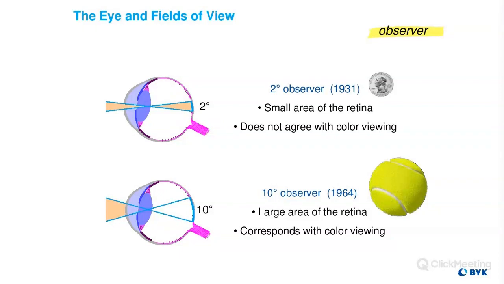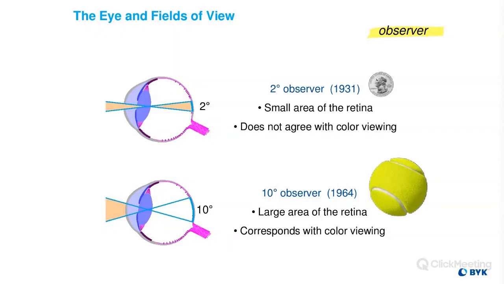And so that experiment was repeated in 1964 with a 10-degree field of vision, so a much wider field of vision. And the way you can visualize this is if you hold a quarter out at arm's length, that's approximately a 2-degree field of vision. If you hold a tennis ball out at arm's length, you're looking at about a 10-degree field of vision.